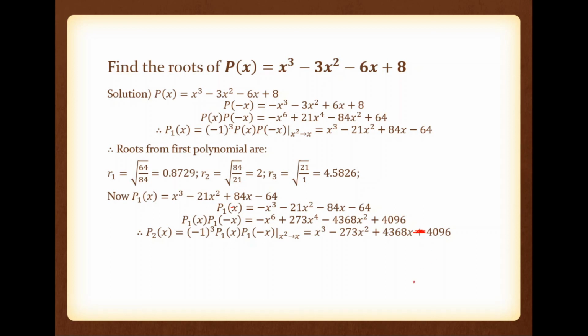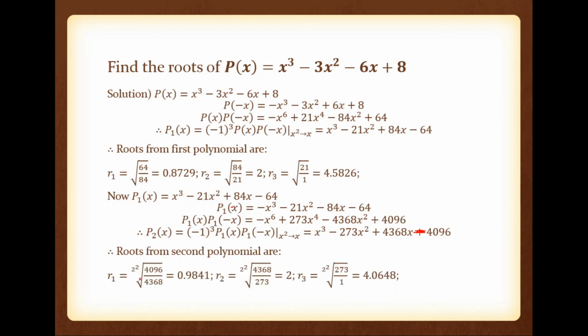So from the second polynomial P2 of x, how to find the root? The roots from the second polynomial are: the first one is the second square root of the absolute value, 4096 divided by 4368, so that is 0.9841. Then R2 is equal to the second square root of 4368 divided by 273, that is equal to 2. Then the third is the second square root of 273 divided by 1, that is 4.0648.